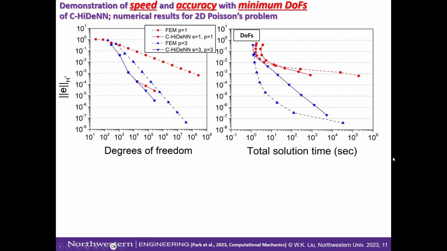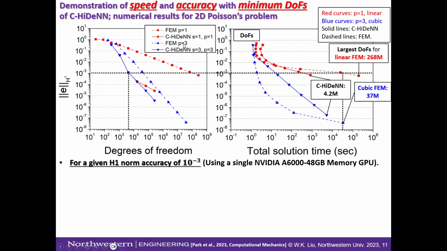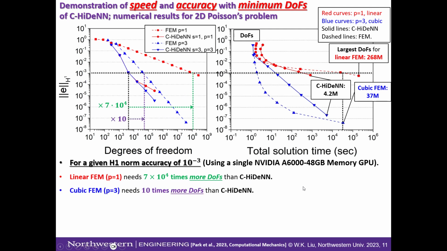Okay, due to these features, that means without increasing the DOF, we can achieve higher order interpolation. Our program, Convolution HiDeNN, is efficient. That means it is fast and accurate. So this example solves a 2D Poisson problem with linear FEM and higher order FEM and C-HiDeNN. And to achieve the same level of accuracy, 10 to the minus 3, linear FEM requires 10 to the 4 times more DOF than convolution HiDeNN. Even cubic FEM, p equals 3, needs 10 times more DOF than C-HiDeNN with the same polynomial order.